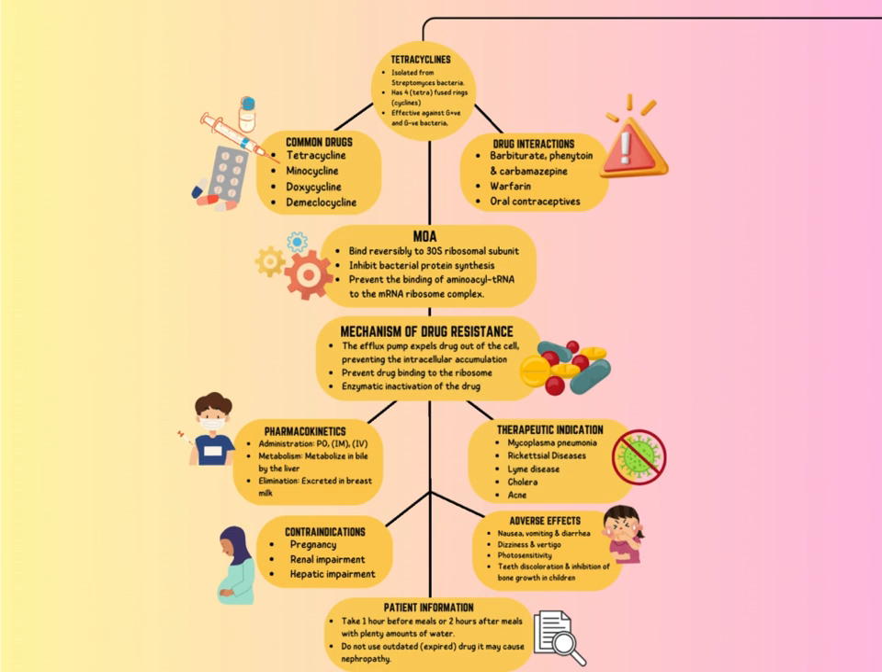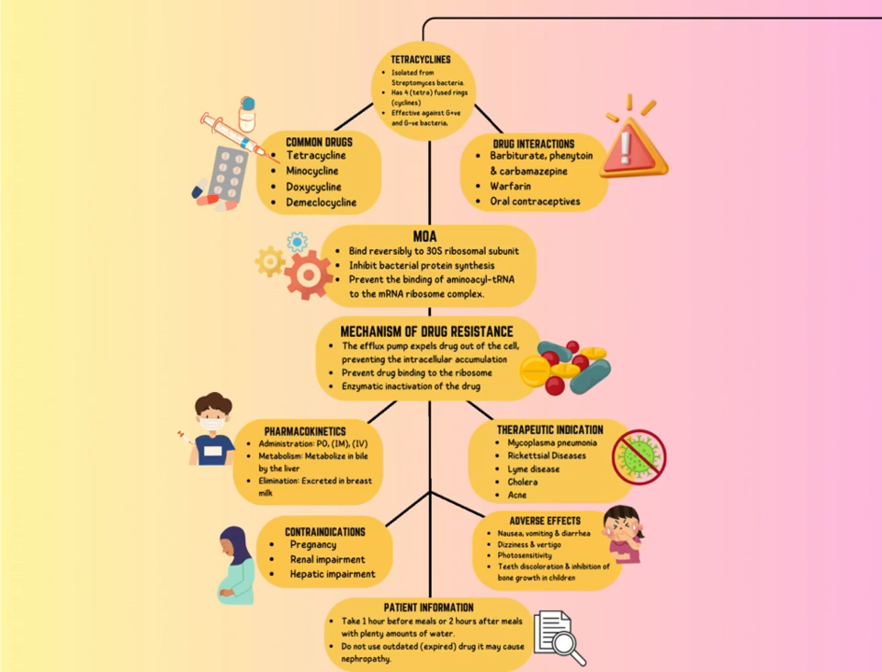Giving tetracycline with drugs such as barbiturates, phenytoin, carbamazepine, warfarin and oral contraceptives, which have a known interaction, can lead to various consequences. Avoid concurrent use of these drugs together to ensure a safe treatment. Next is the mechanism of action of tetracyclines. Firstly, tetracyclines bind reversibly to the 30S ribosomal subunit. It then inhibits the bacterial protein synthesis process, thus preventing the binding of amino acid tRNA to the mRNA ribosome complex.